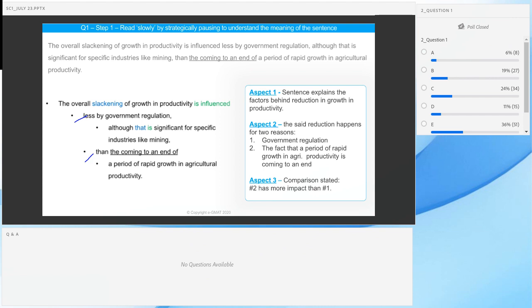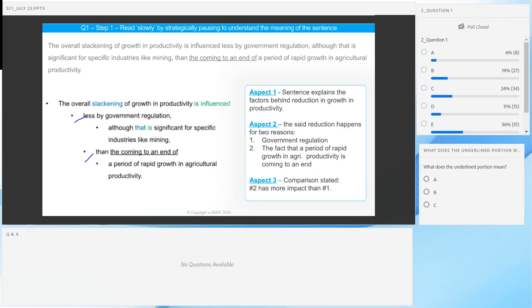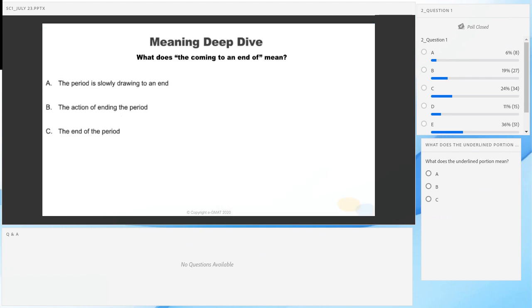Okay, here. So coming back to what I was saying, it's very important to actually decode the meaning of this phrase, the coming to an end of. And my question to you next is about your understanding of this particular phrase underlined in the sentence. So you can see another poll on your screen. Please click on an appropriate answer, which you think, according to you, what does this phrase mean? Here, sorry about that. There we go.